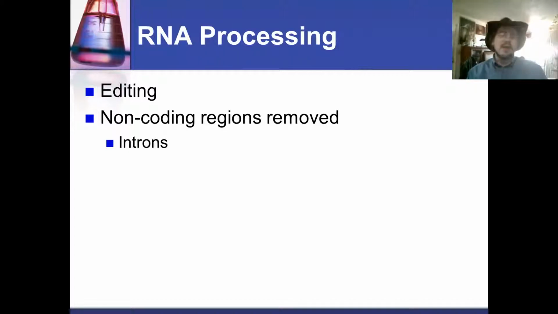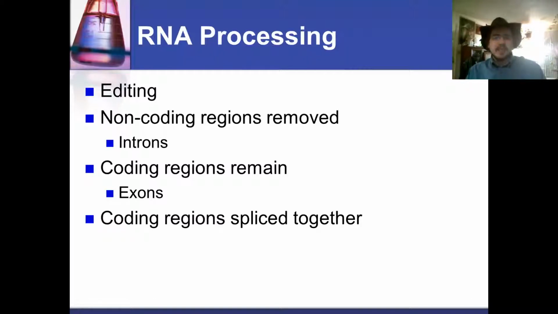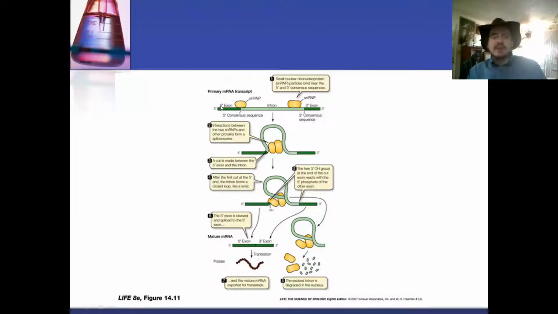That sort of thing. Now, the coding regions, which are left behind, are called exons. So the whole idea of RNA processing is to remove introns, leaving behind only exons. So the coding regions, the exons, are spliced together after we cut out our introns. It's kind of a neat process. Here, this dark green is an exon. So here's an exon on this side, and here's an exon on this side. And then this light green is the intron, the non-coding stuff. And we want to get rid of it.